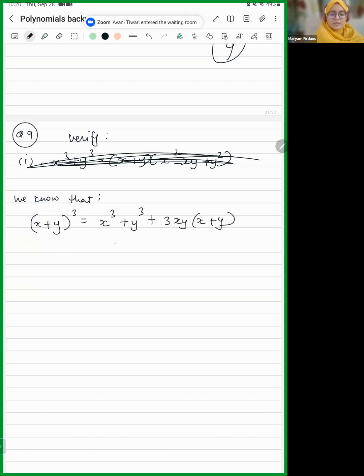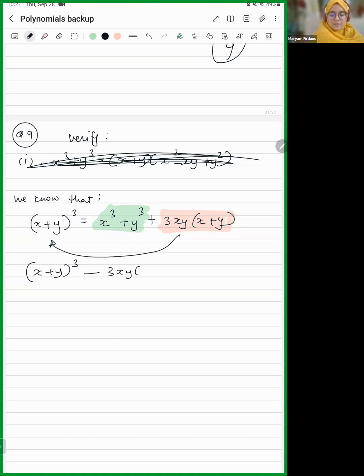(x + y)^3 is this thing. So from here, can we take this on one side and everything else on the left hand side of the equation? This we transpose to the left hand side of the equation. So what do we get? We get (x + y)^3 minus 3xy into (x + y) is equal to x^3 + y^3. Is this step clear to everyone? Yes, ma'am. Clear.